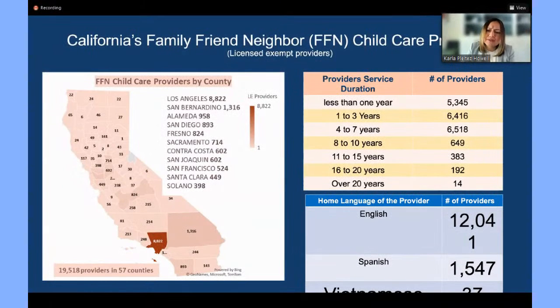A majority of family, friend, and neighbors report that they speak English, but we think there's more unpacking of that report that needs to happen in order to see, is it really reporting the language that's spoken or the language to respond to the inquiries. Next slide, please.